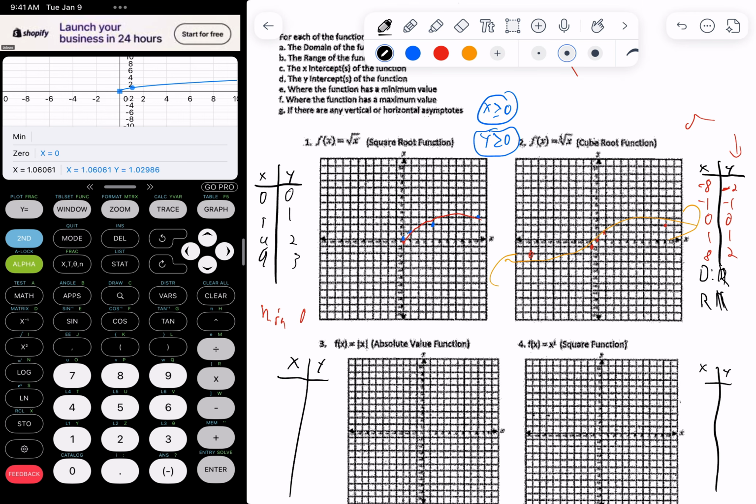Now there is no minimum value or maximum value, since it's not really curving downwards. A minimum or maximum would be found on a curve like this. But here there's no minimum, no maximum. Now vertical asymptotes and horizontal asymptotes, there are none.